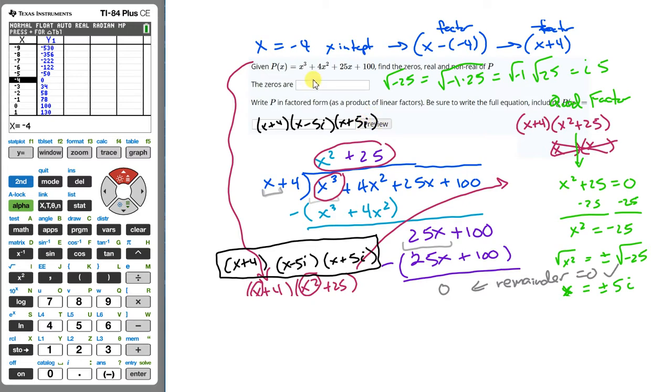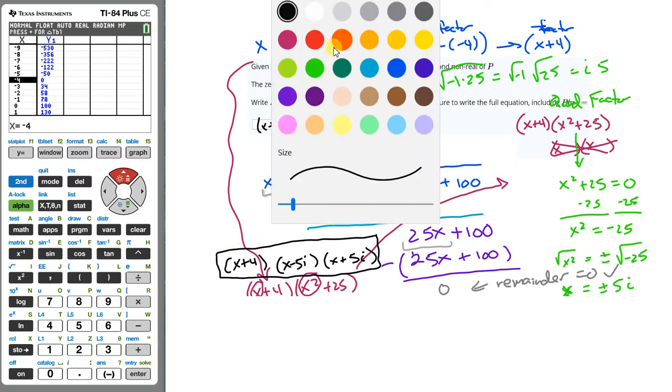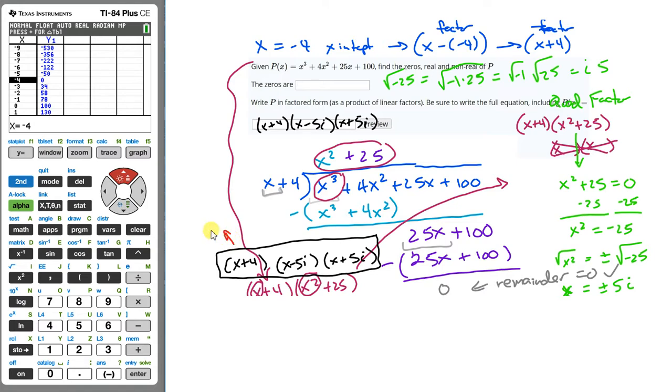But up here, they also wanted the x-intercepts. Remember, the x-intercepts are going to be wherever each factor is 0. So to find the x-intercepts, I would say x plus 4 is 0 at x equals negative 4, right? So negative 4 is one of my zeros. X minus 5i is, well, actually, you have them right here. These are your zeros.